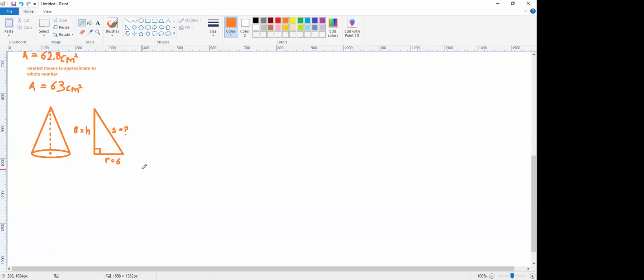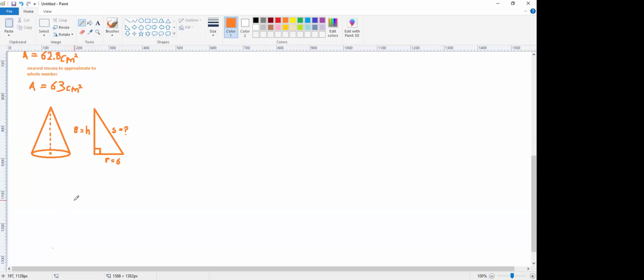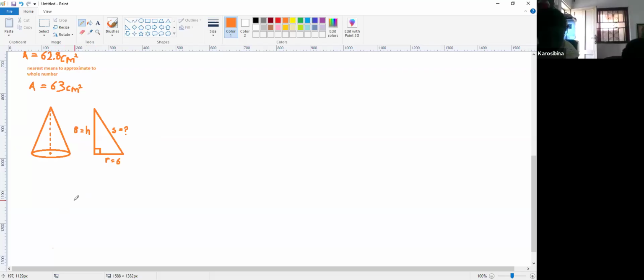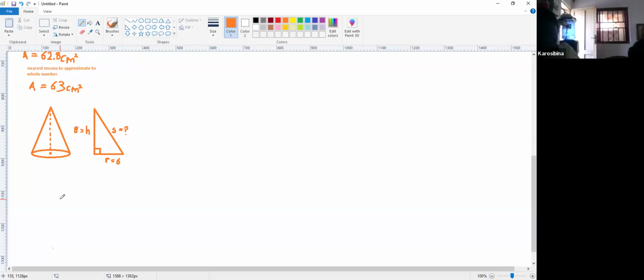This is what we learned on Saturday. Let me see if people will get it. What should I use to find S? We learned it on Saturday. You should use H and R to get S. And now tell me, what theorem should I use? I'm giving you a clue. That's why I'm asking the question like that.